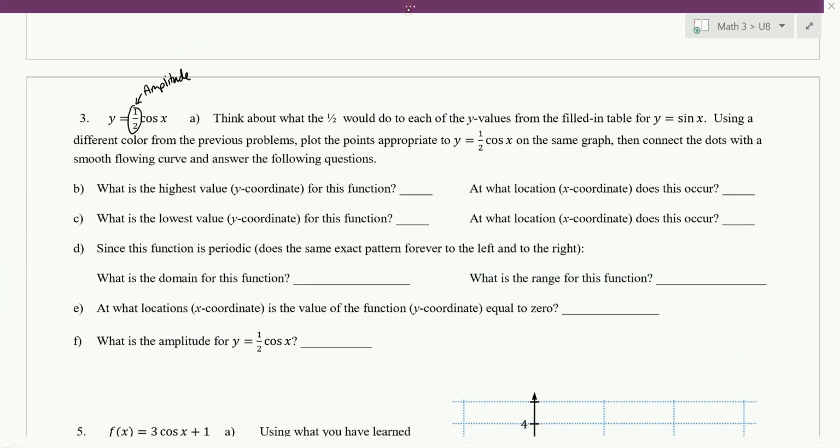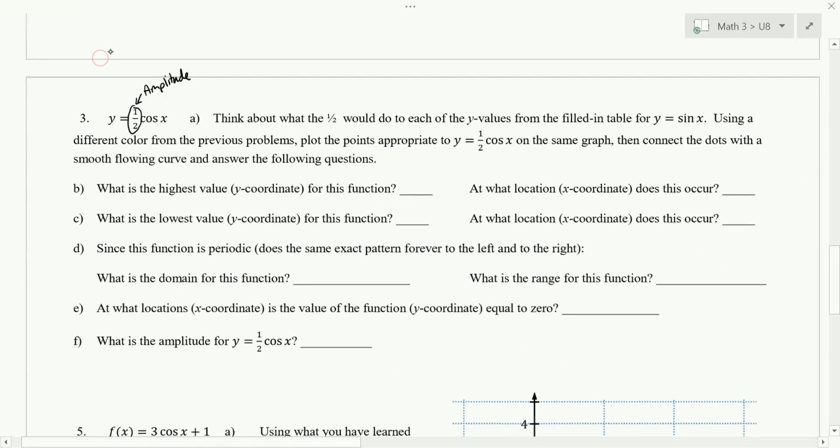Okay, so let's fill in some blanks here about this problem. What's the highest value? 1/2 happens at 0 and 2 pi. Remember, it's maximum and it starts with its maximum and ends with its maximum. Lowest value, -1/2, happens at pi. Domain is everything. Range goes from minimum to maximum.